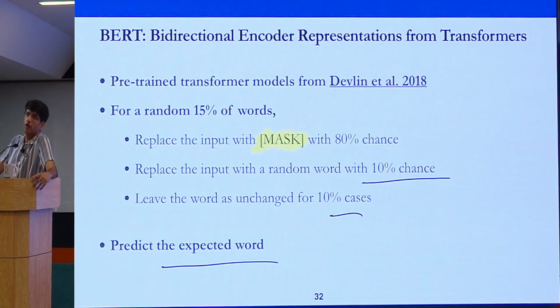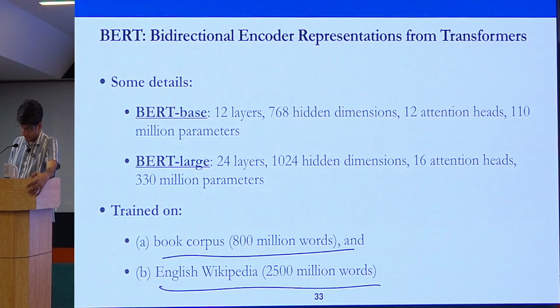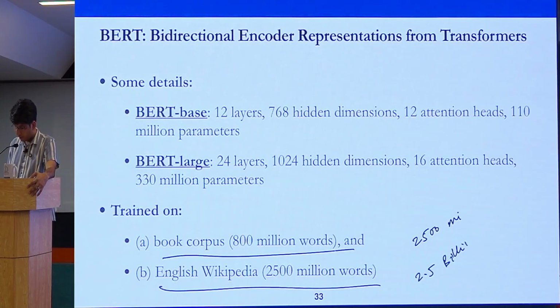So if the sentence was "Kohli scored 100", they will mask out a word like "scored", and the goal is to predict "scored". This was the chosen task to use transformers for, and this was trained in 2018 on books and English Wikipedia. So this is 2500 million, so you can think of this as 2.5 billion tokens or words, right? Total.